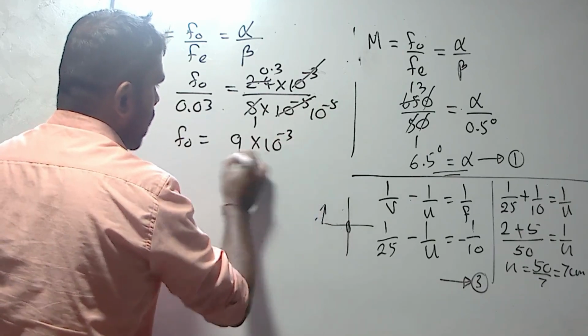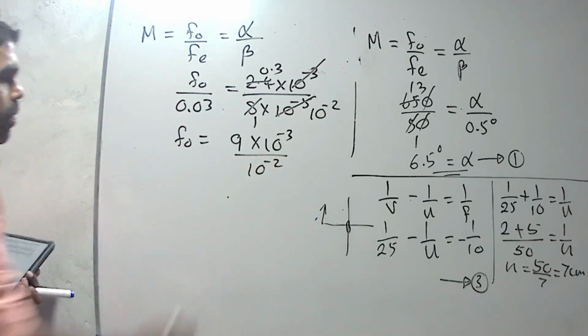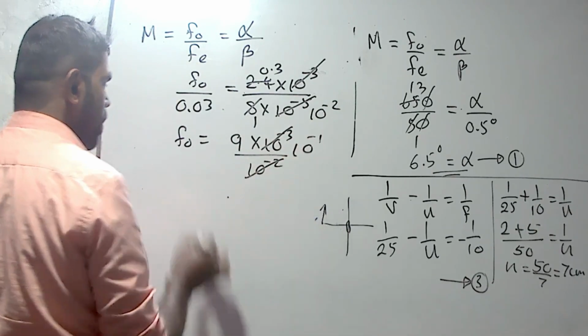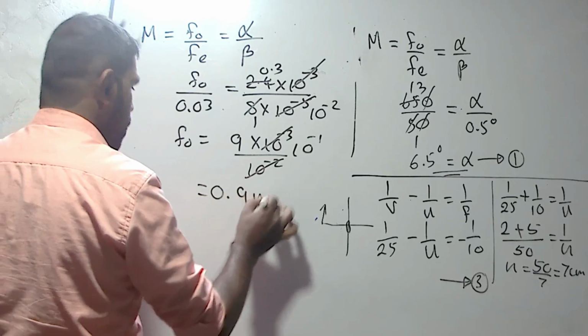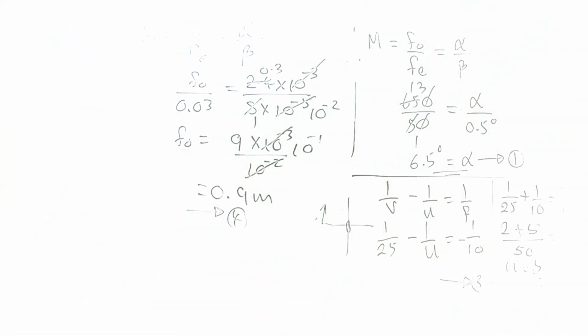10 to the power minus 3 divided by this one is 10 to the power minus 2. Then it is 10 to the power minus 1, 0.9 meters. Then answer is fourth one.